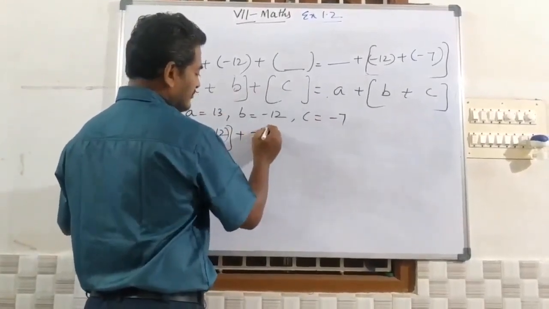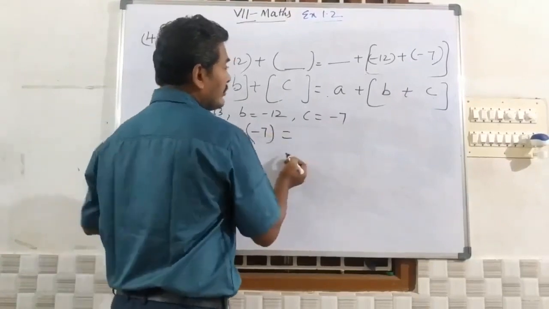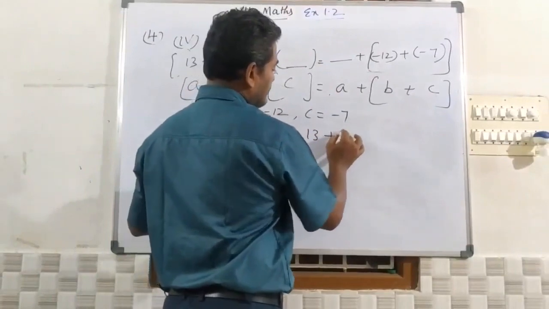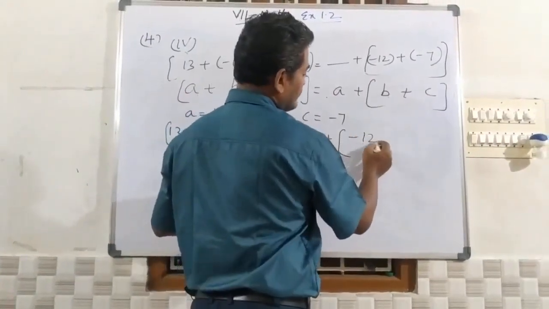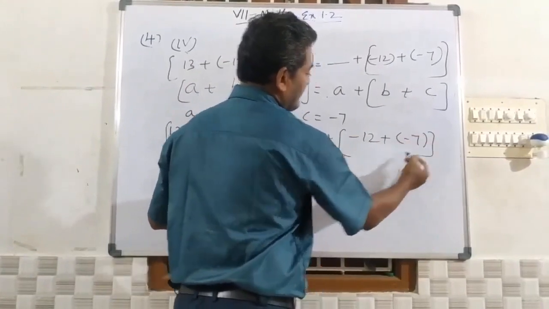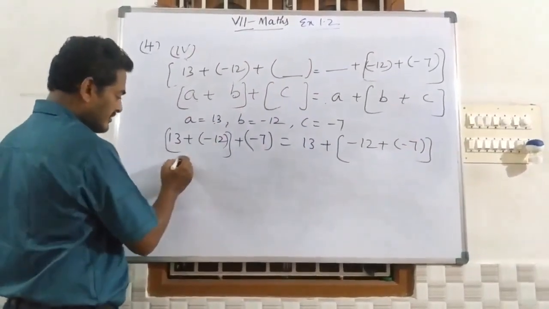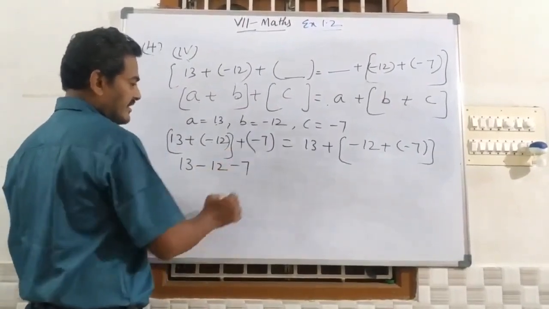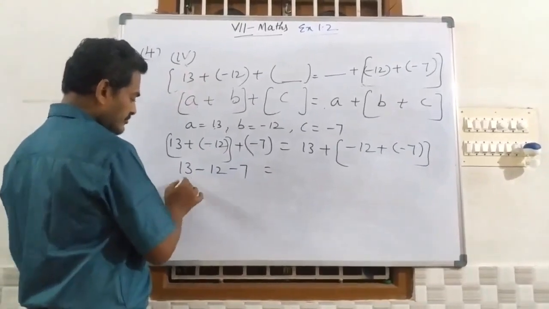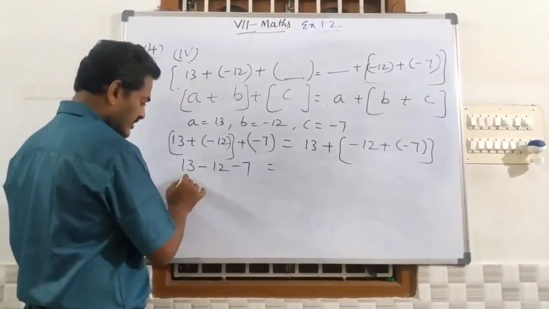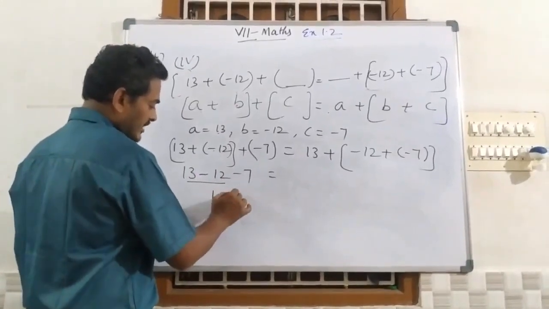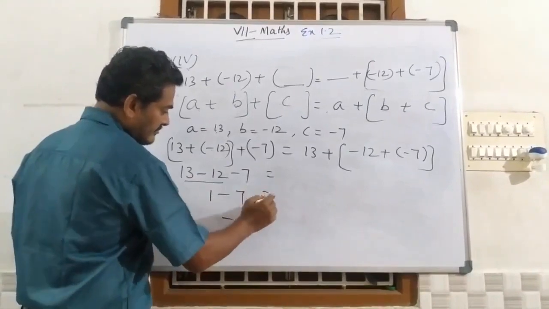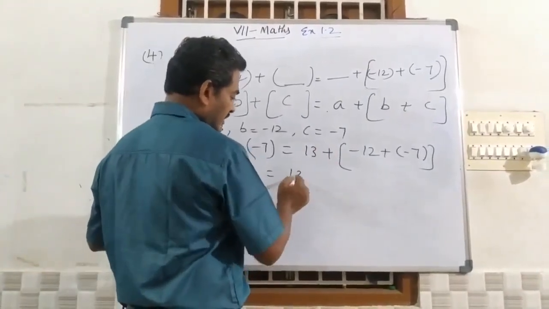C value, what is that? C equal to minus 7. A value, what is that? A equal to 13. Now 13 plus B value, minus 12, plus minus 7. To simplify, first 13 minus 12 is 1, then 1 minus 7 is minus 6.